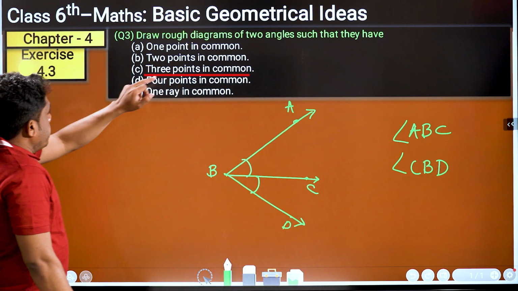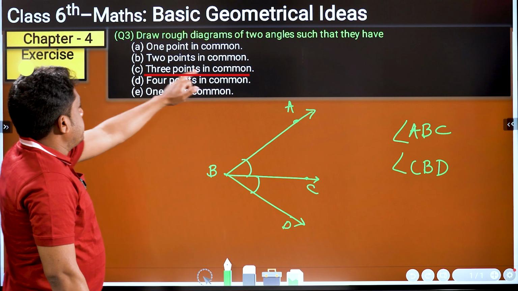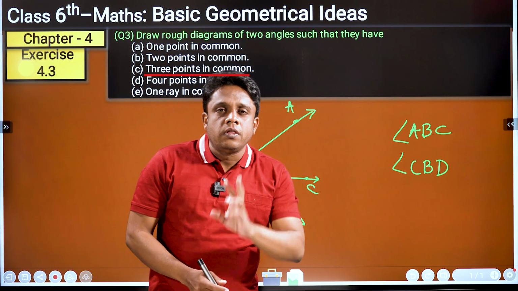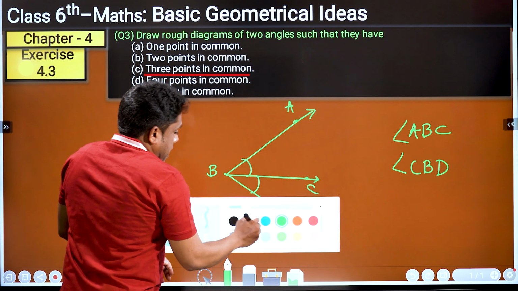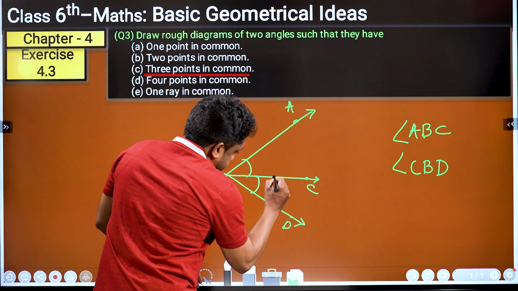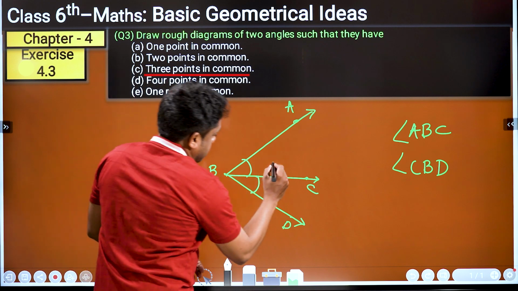Now we will come to this C part: 3 points in common. We should have 3 points in common. For that, what I will do, I will put another point here, and I will name this as E.